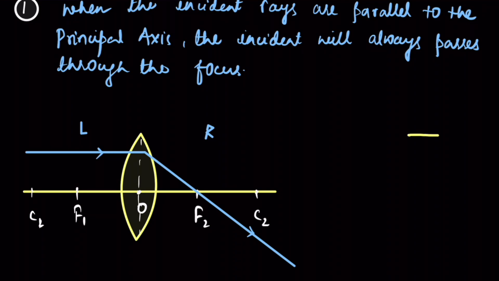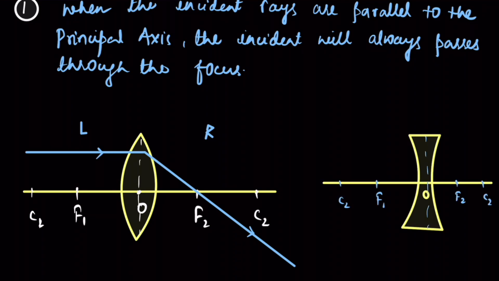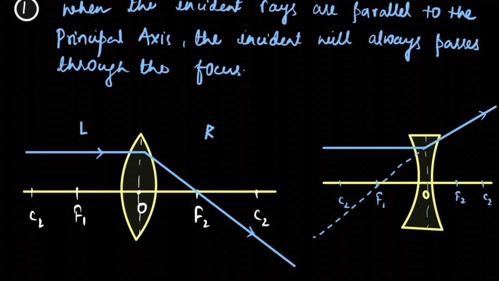Similarly, if we take a concave lens and take the incident ray on the left side, it will diverge and the refracted ray will appear to pass through the focus. Previously I already mentioned that principal focus for the convex lens is f2 and for the concave lens is f1. This you have to keep in mind. Next, move to the second rule.